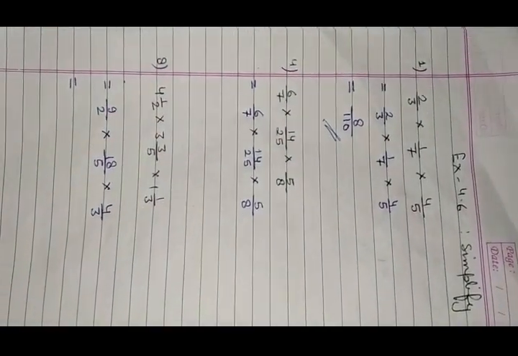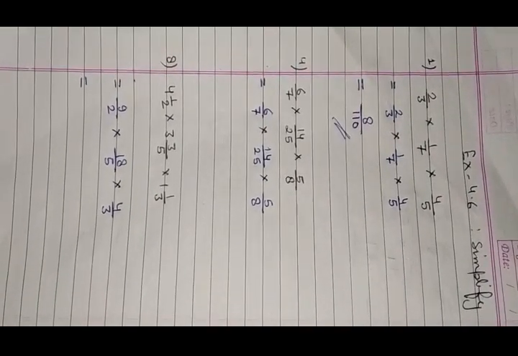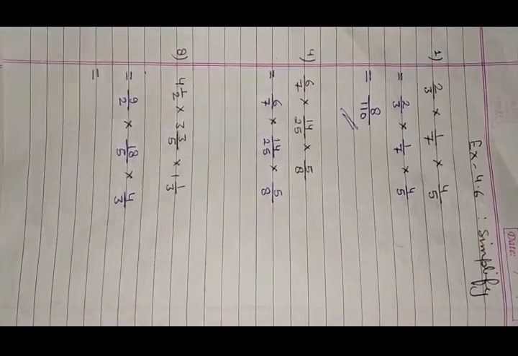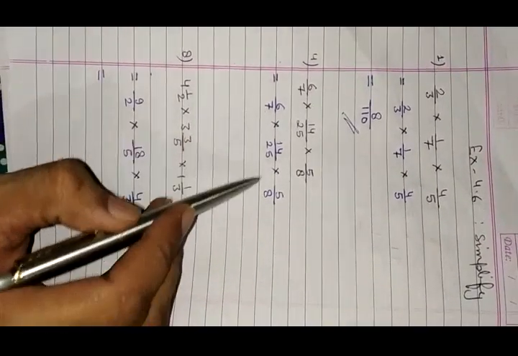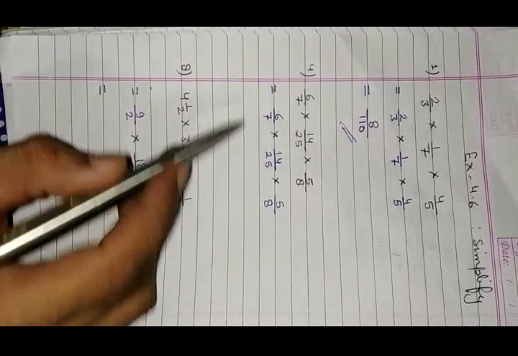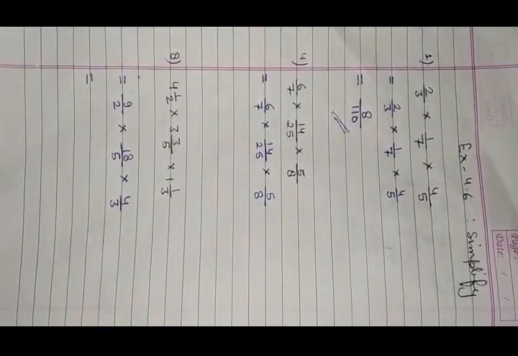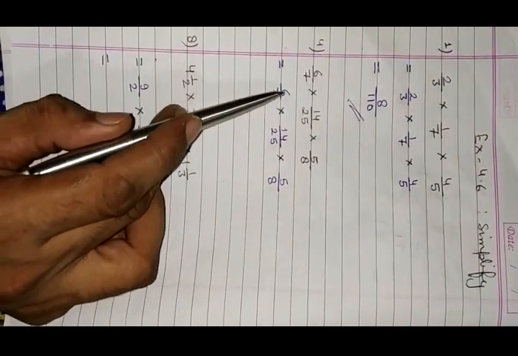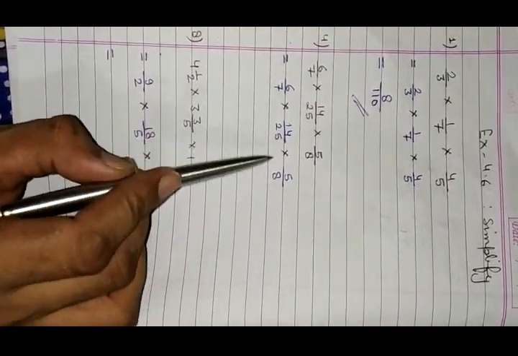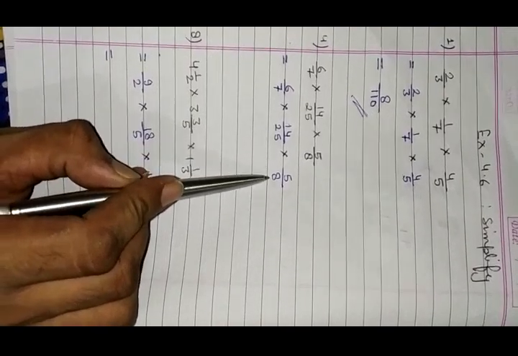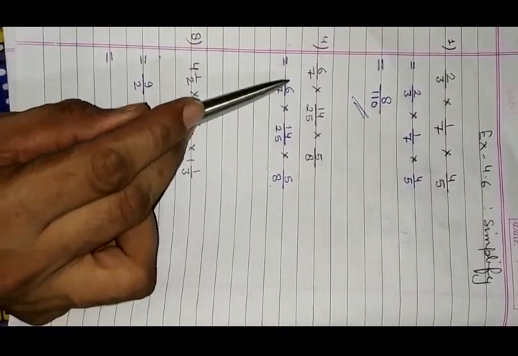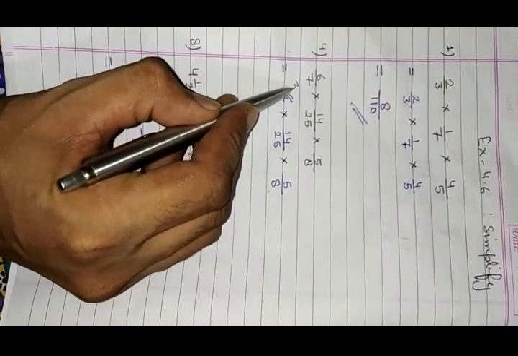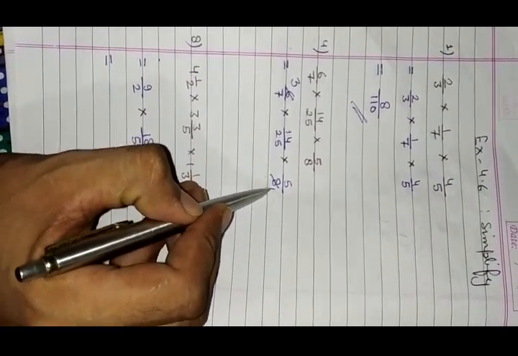Fourth question, 6 by 7 into 14 by 25 into 5 by 18. Now first write down the question as it is. Now start the cancellation if there is a common factor in denominator and numerator. Here the numerator is 6 and the denominator is 18. Both the numbers have common factor 2. 2 threes are 6, 2 fours are 8.